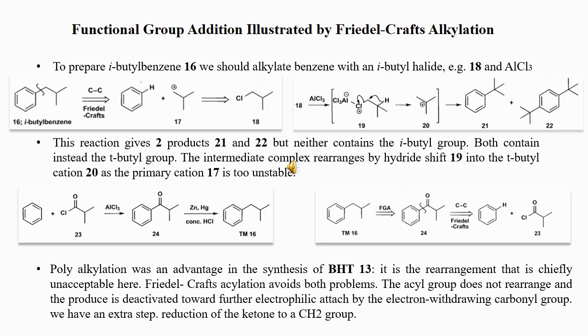That is an isobutyl group. So both contain the tertiary butyl group instead, 21 and 22, both. So instead of that substituent which we needed, that is not producing the required compound, but it is adding a tertiary butyl group to our substrate benzene. One synthon you can see in the first disconnection was 17.